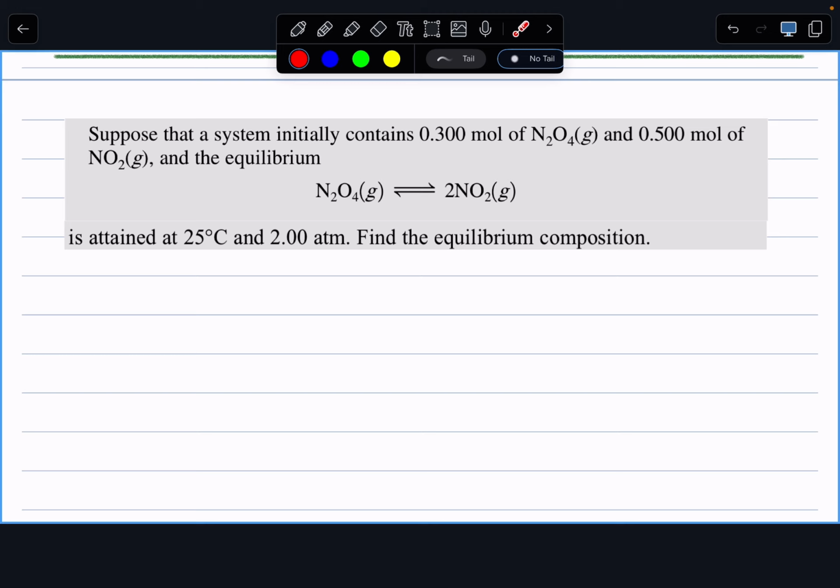Given that we have a system initially containing 0.3 moles of N2O4 and 0.5 moles of NO2, and we give you this equilibrium of the decomposition reaction. And the equilibrium is attained at 25 degrees Celsius, 2 atm, and we ask you to find out what is the equilibrium composition. Or the other way to put it is, find out the number of moles of your N2O4 and the number of moles of NO2 at reaction equilibrium. So a few steps, right? The first step is to calculate my delta G of the reaction from the tabulated data.